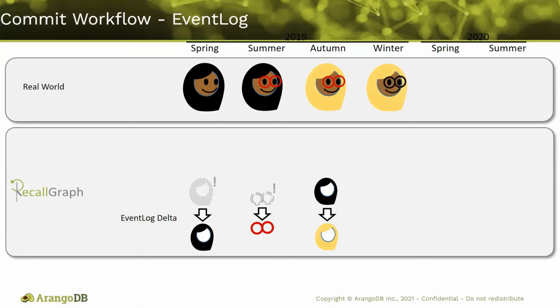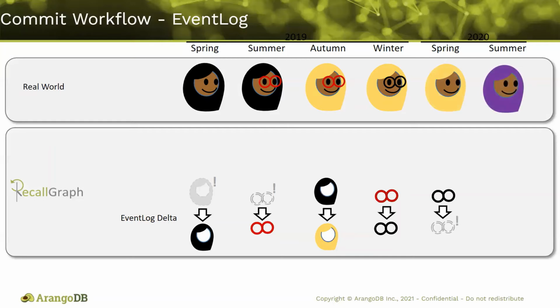Then again in the winter, Anna changes the color of her glasses, which RecallGraph tracks by recording a delta of her glasses going from red to black. Then in spring, Anna loses her glasses. So RecallGraph tracks that by, again, storing a delta of her glasses going from black to nothing.